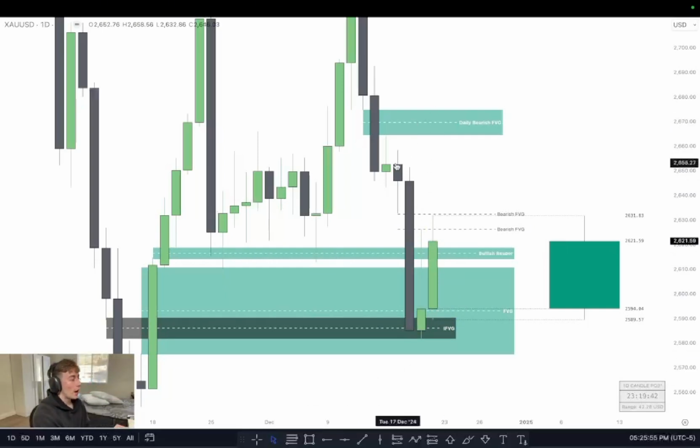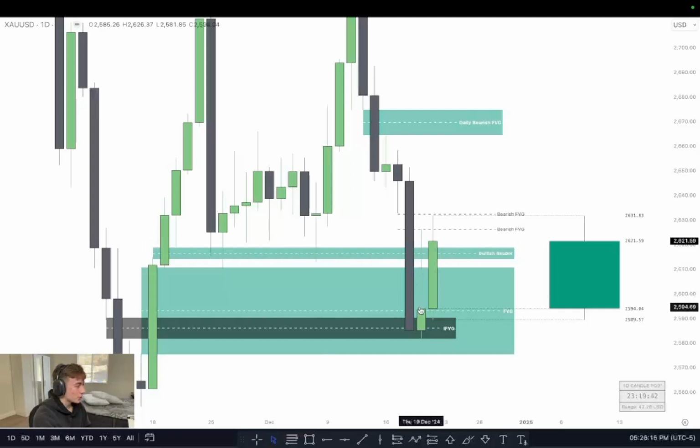That's obviously not what happened here because we didn't actually run all the way up. There was some buy side, but it wasn't enough to actually clear into this daily bearish fair value gap. And we ended up running lower instead. Then we ended up closing around this IFVG from Wednesday. And we got a ton of buy side from that on Thursday. Boom, huge amount of buy side.